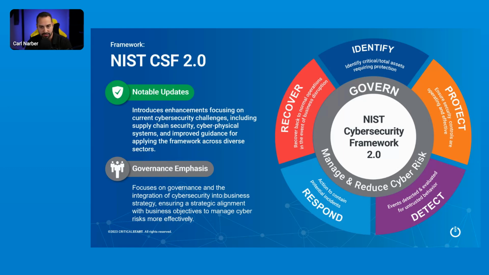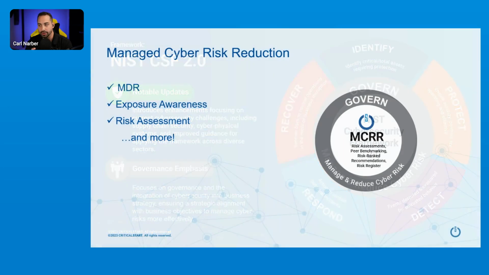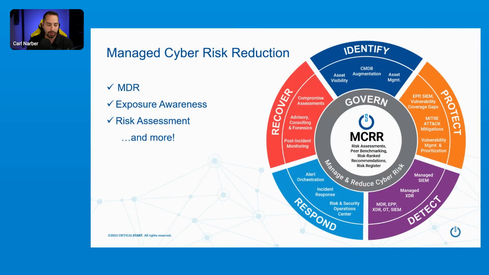So IT, OT, right? So when we talk about all of the things all put together in what we call MCRR, Managed Cyber Risk Reduction, we have our identification, which has all your asset visibility, your asset management, and your augmentation, right? Your protection, MITRE ATT&CK, making sure you map to that. Detection, all your SIEM, your MDR, your endpoint protection solution, your OT, your SIEMs, and your hybrid, your XDRs, right? Response actions, incident response, risk security, operate your RSOC, making sure all of that is aligned.